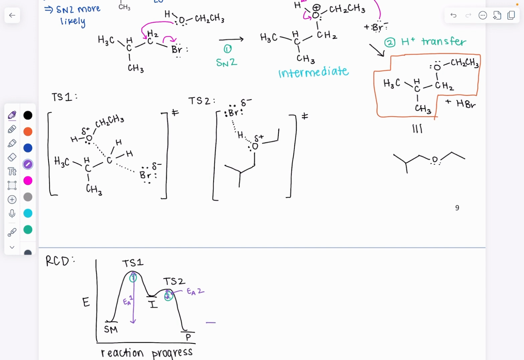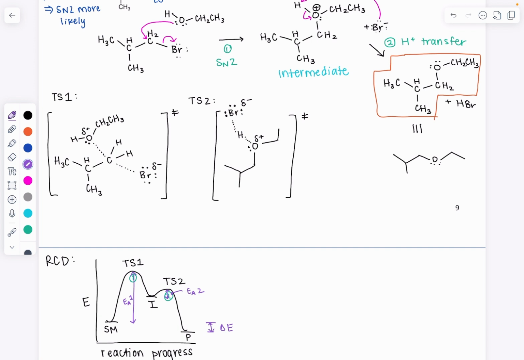If we were to put in delta G, also that would be the difference between starting material and product. Or delta E, sometimes that's E for energy, G for Gibbs free energy. Either one is okay.